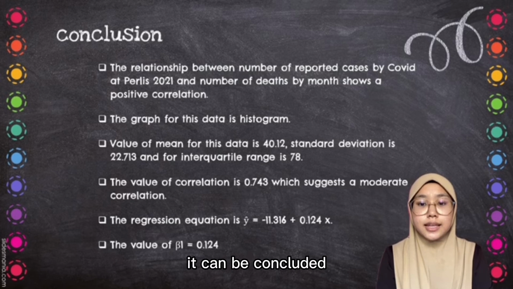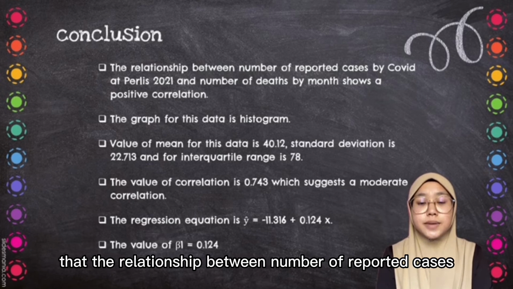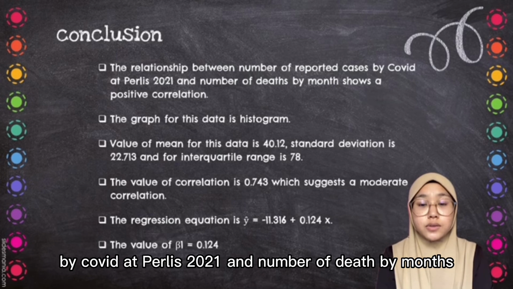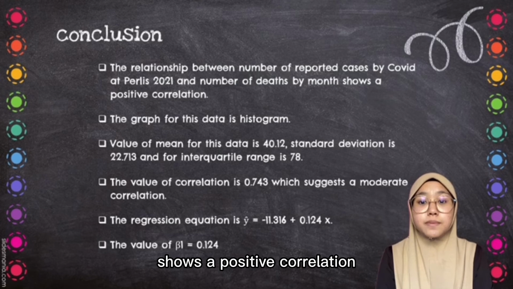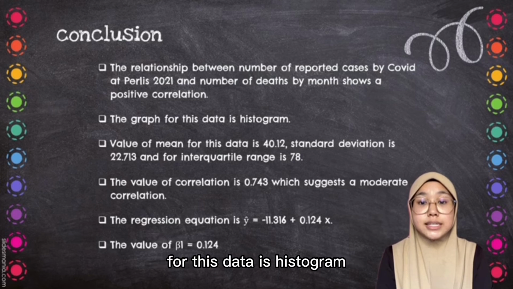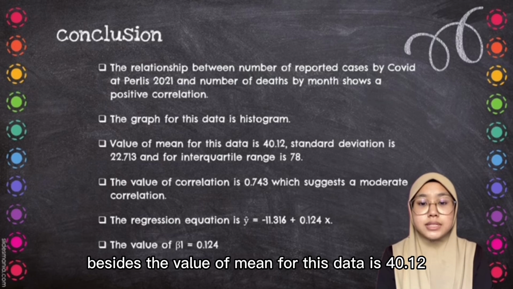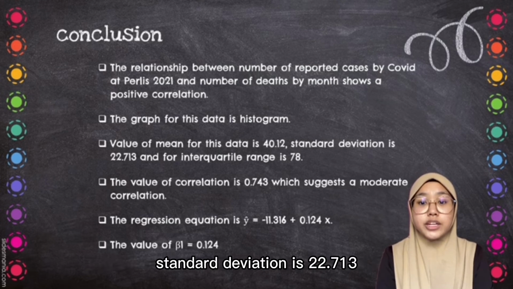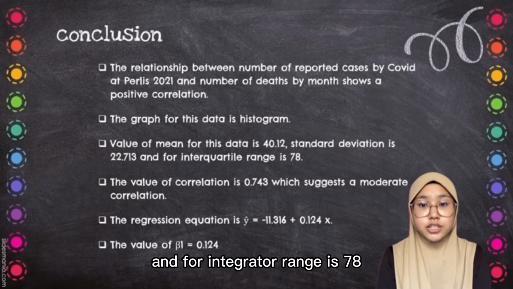From this study, it can be concluded that the relationship between number of reported cases by COVID at April 2021 and number of deaths by month shows a positive correlation. Next, the graph that is suitable for this data is histogram. Besides, the value of mean for this data is 40.12, standard deviation is 22.713, and interquartile range is 17.8.